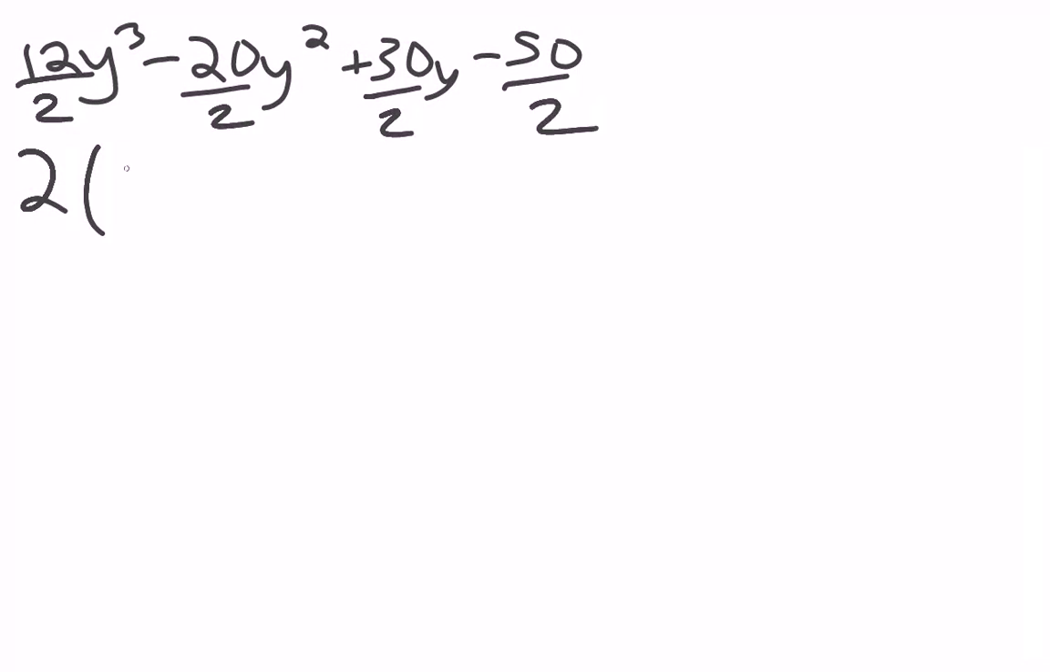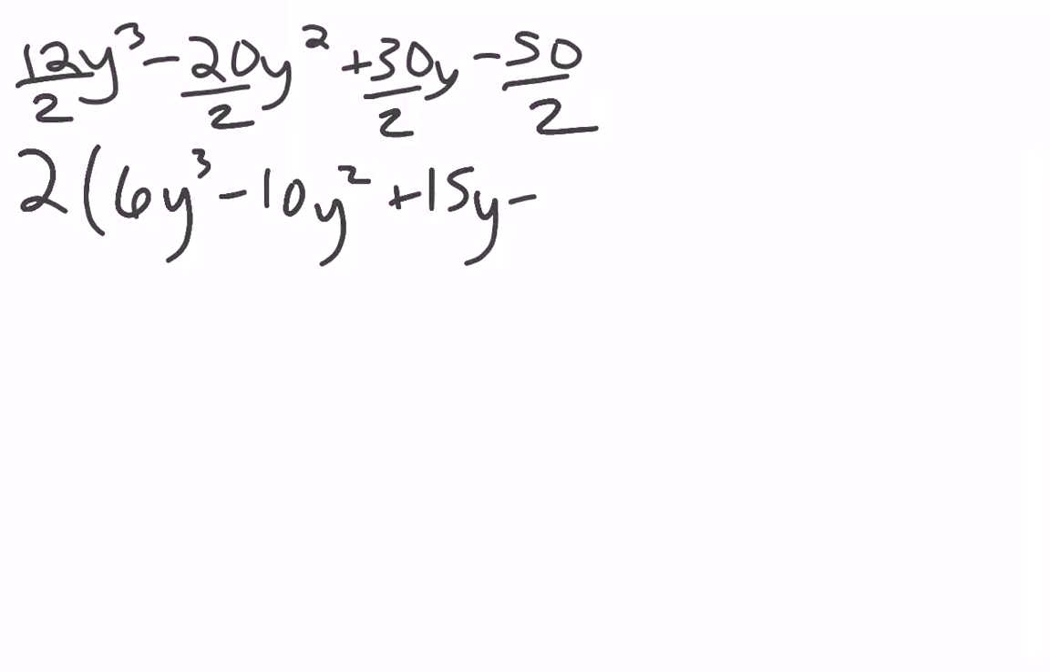So 12 divided by 2 is 6y cubed. Negative 20 divided by 2 is negative 10y squared. 30 divided by 2 is 15y, and negative 50 divided by 2 is negative 25. If you aren't sure if you took out the GCF, what you can do is look at what you have left over, and if nothing goes into those, then you're good with your GCF.